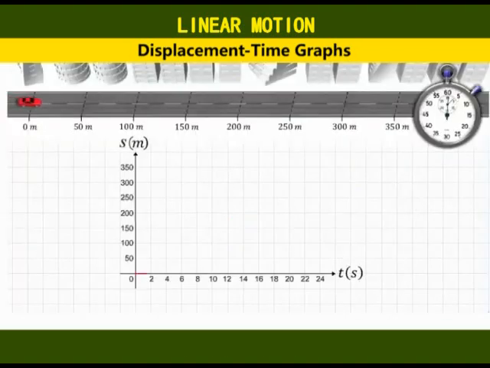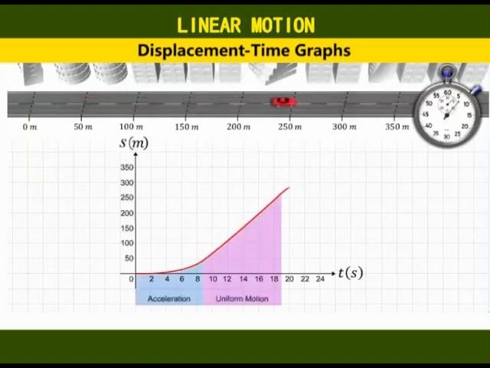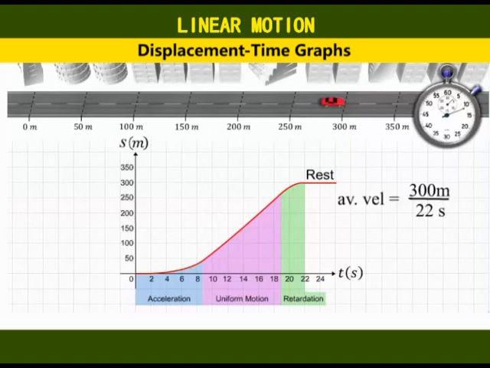So if a car starts from rest, gains speed and moves with uniform velocity for some time, then brakes are applied and its velocity gradually decreases and the car finally comes to a stop, the motion graph is as shown here. This point here is the car at rest, and we can see the displacement is 300 meters. Time taken is 22 seconds, and so the average velocity will be 300 meters over 22 seconds, and that gives us 13.64 meters per second.